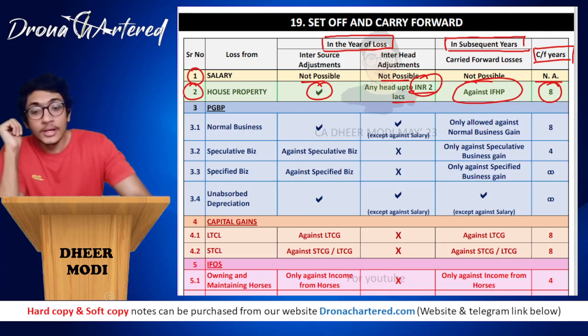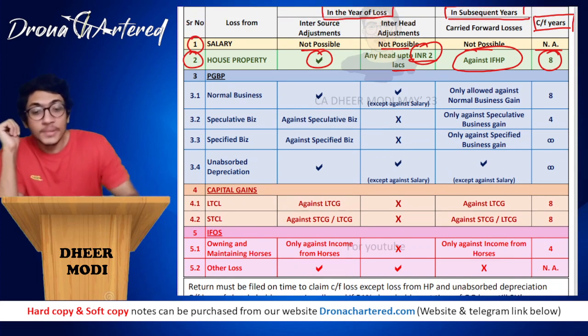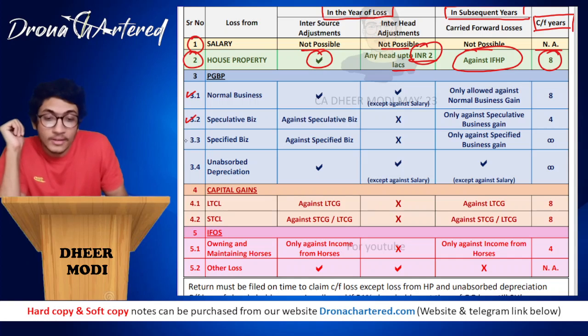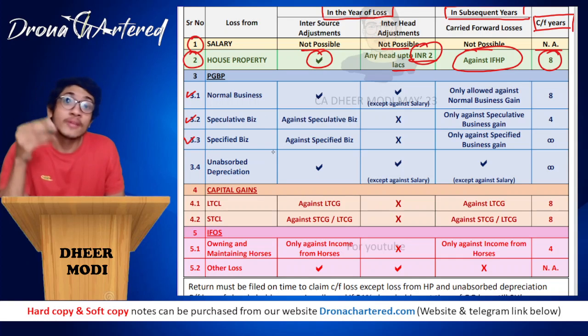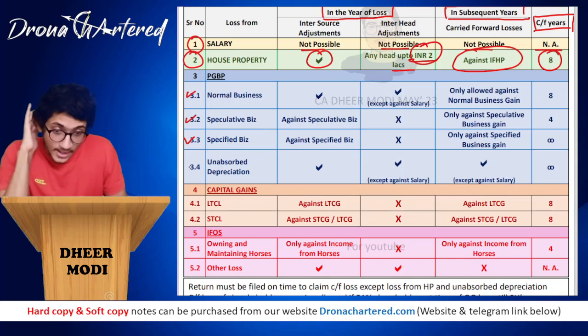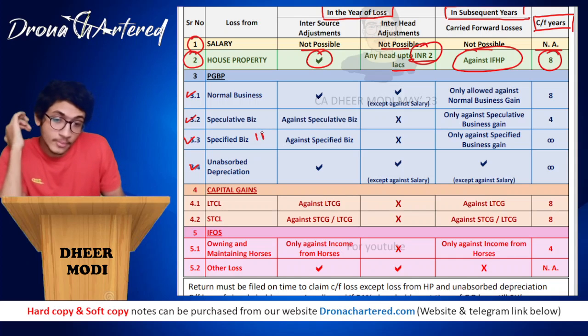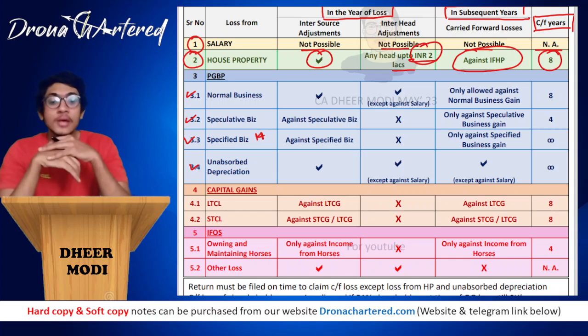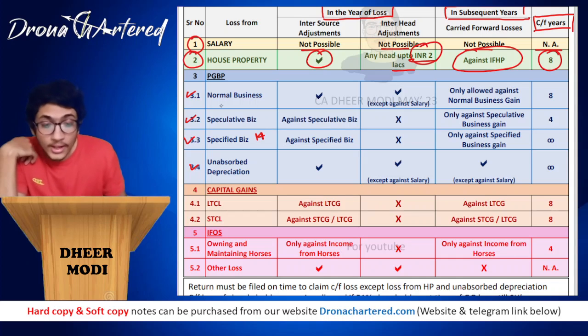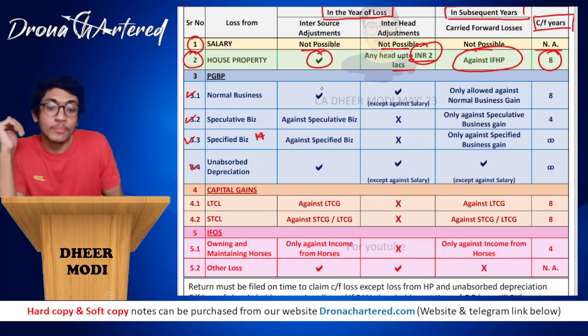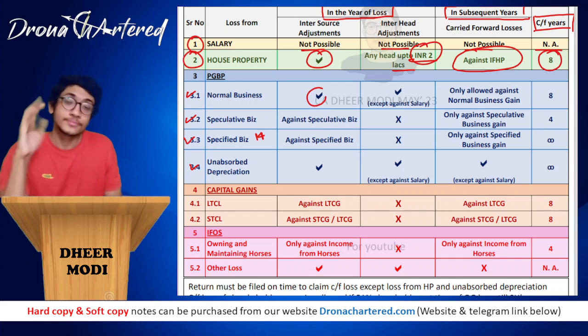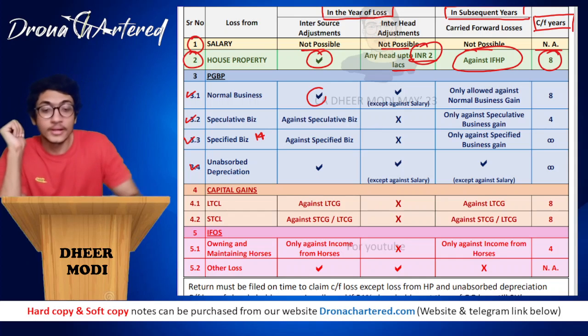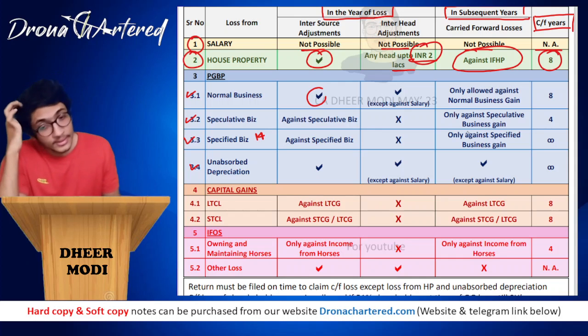Now third is your PGBP. So your PGBP is divided into four parts. One is your normal business, speculative business, specified business. These specified businesses are where you get full deduction, and unabsorbed depreciation. So if you remember, there are these 14 businesses which have been specified. So for normal business, within separate businesses, you will be allowed to set off. That is, your inter-source adjustment is allowed.